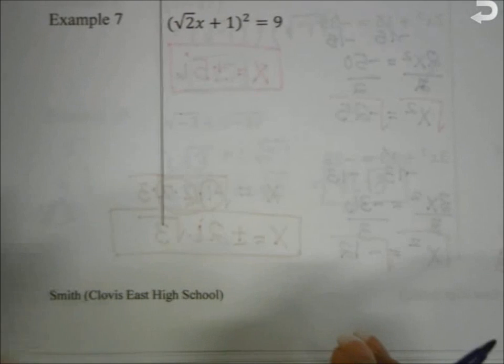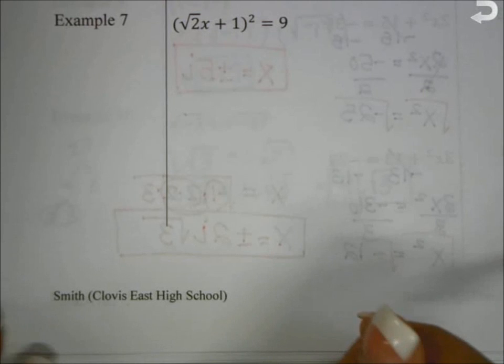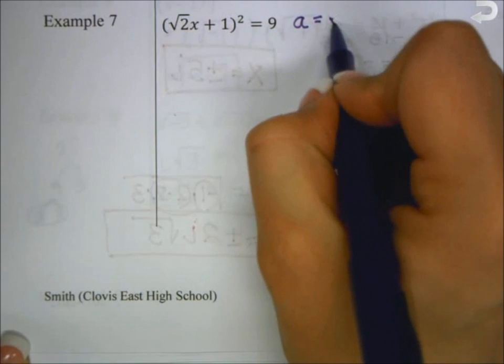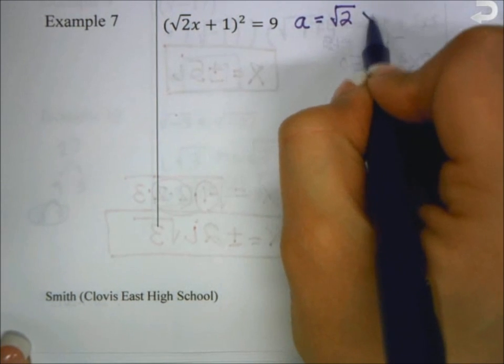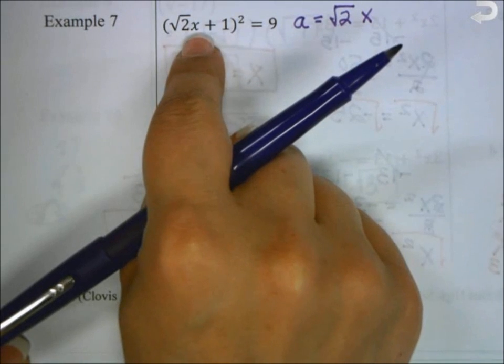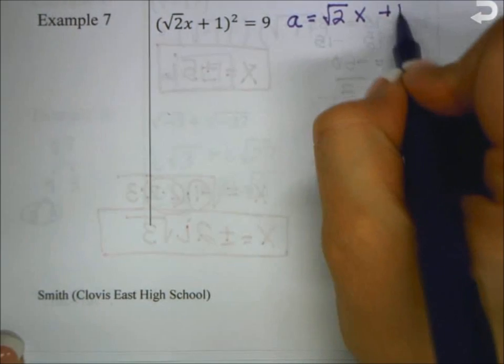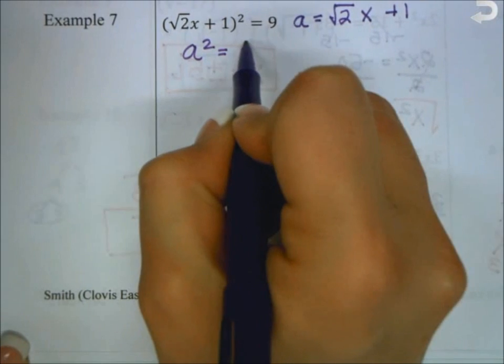square root 2x. And notice, guys, that X is on the outside of the square root. But I mean plus 1. Okay, so what would we have? A squared equals 9. Okay, John, and then what do I want to do? I want to square root it. So what would I get? You would get 3.